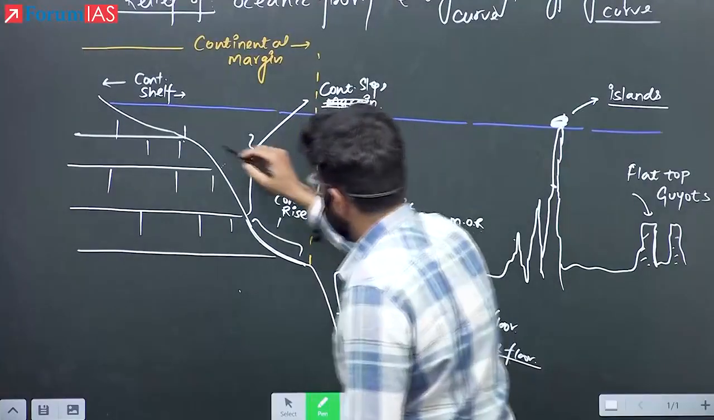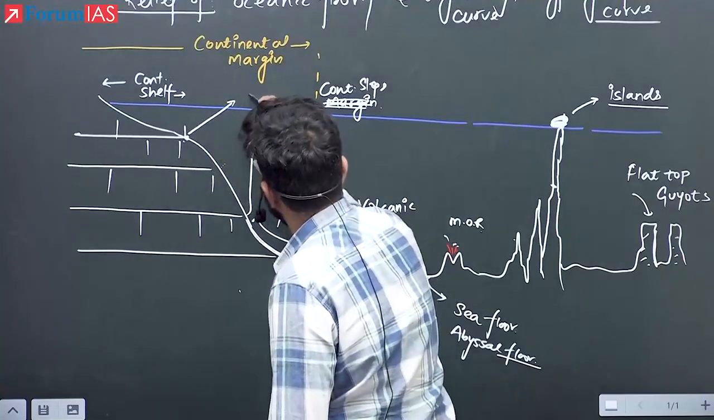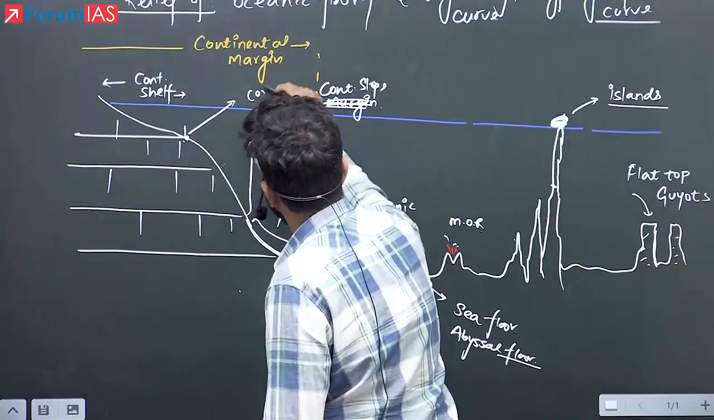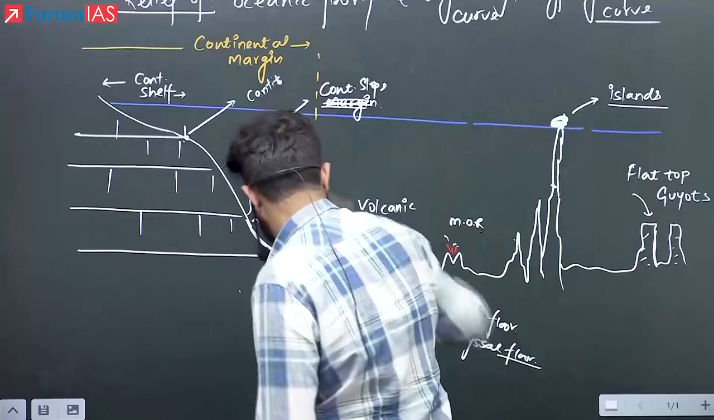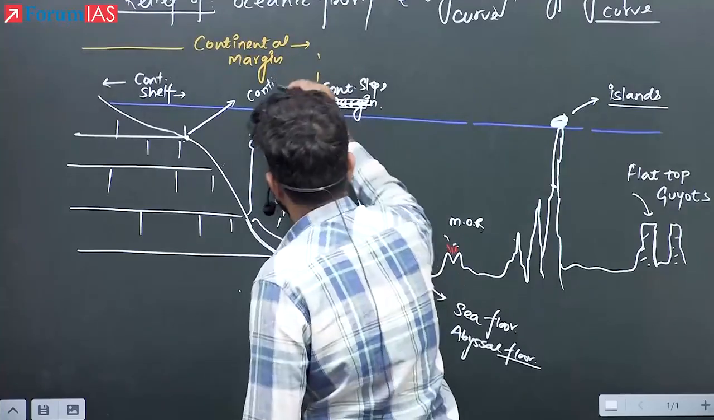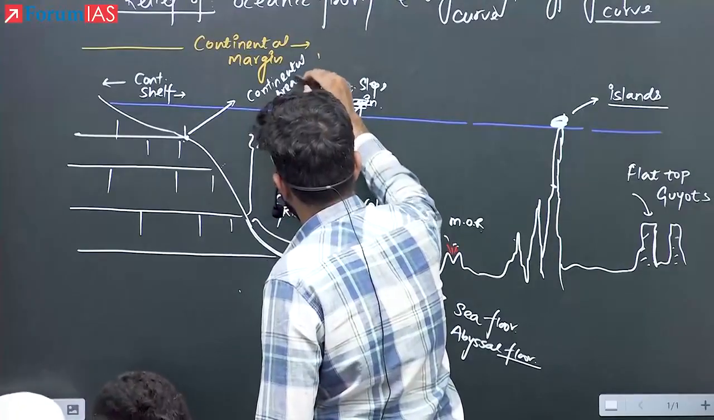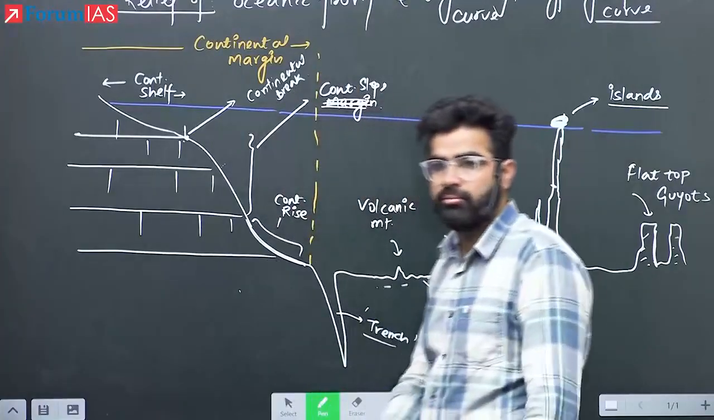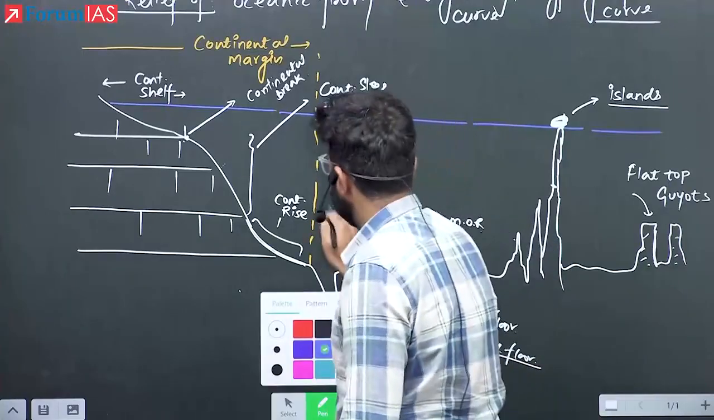then continental rise, and here you can also write one more point. This point is known as the shelf break, continental break, okay, or shelf break also. Continental break or shelf break.